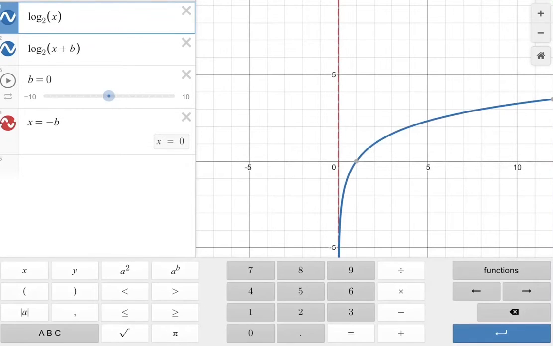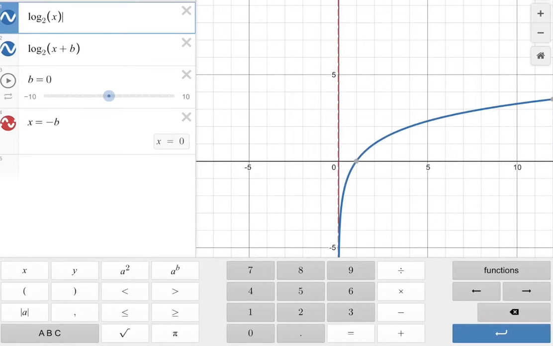So if we want to add 4 inside the logarithmic function, we see that it actually shifts 4 units to the left, which is opposite of what we would think because we're adding 4. But let's actually subtract 4 and see what happens then. When we subtract 4, it shifts 4 units to the right. So if we're talking about inside the function and adding or subtracting, it actually moves the opposite way.